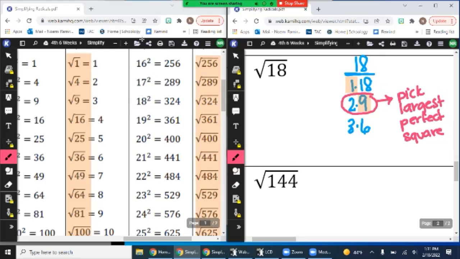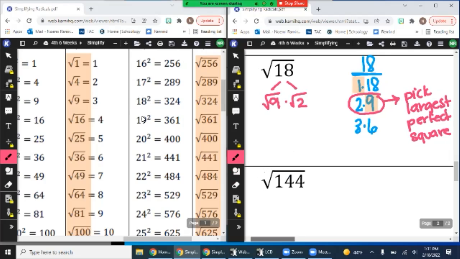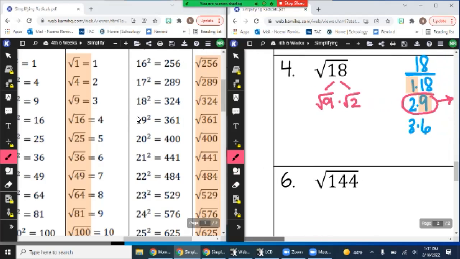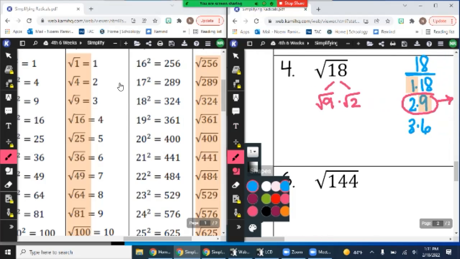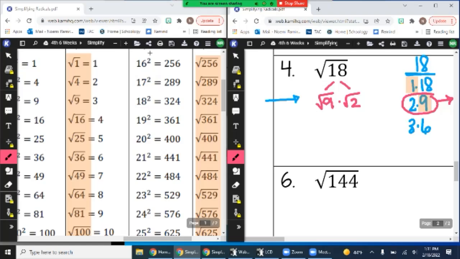Now we're going to break this number apart under the square root. So when we break it apart, you also want to write the highlighted one in the front. Always put the highlighted one in the front. So I'm going to write it as the square root of 9 times the square root of 2, because 9 times 2 gives us 18. Okay. I'm going to write myself a little note to the side. Highlighted one goes in the front.